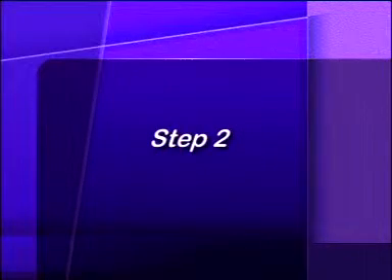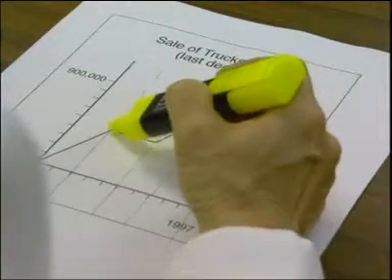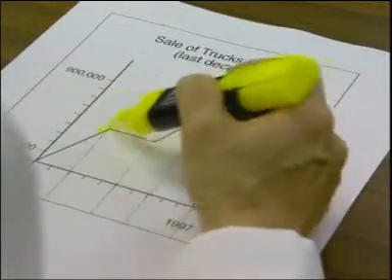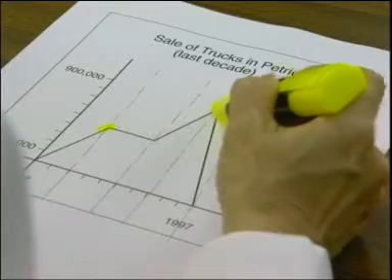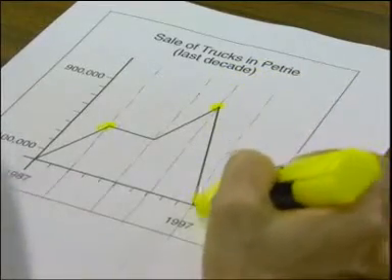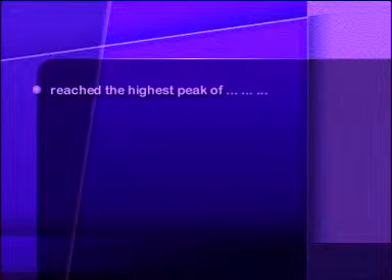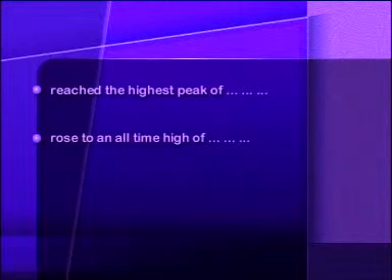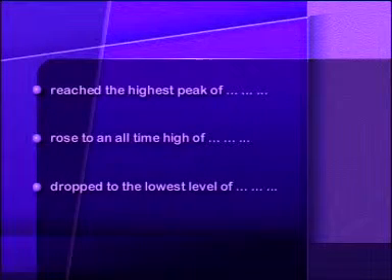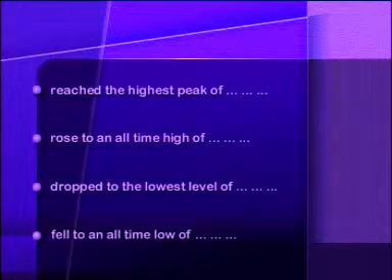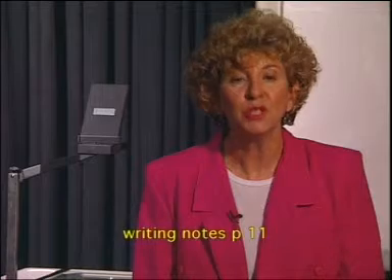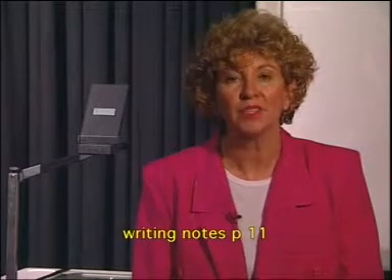Step 2. Use a highlight pen to mark the highest and lowest points on the graph. This will remind you to use phrases such as reached the highest peak of, or rose to an all-time high of, or perhaps dropped to the lowest level of, or fell to an all-time low of. Please turn to your notes for further information on how to use these phrases.